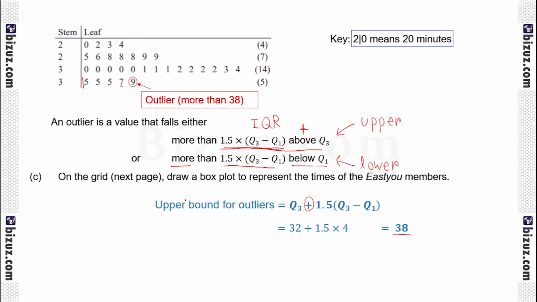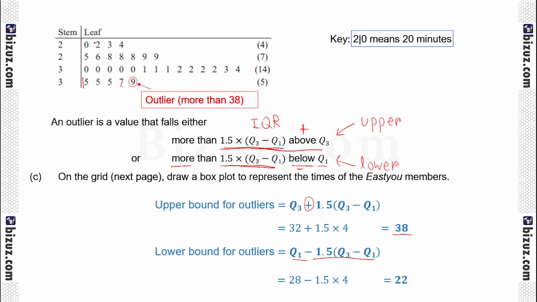Next, we're going to find the lower bound. It's almost the same thing we need to do here. First, we need to interpret what this value means. This portion is below Q1, so basically minus: Q1 minus this value right here. That's going to be the lower bound. If we plug in all our values, it's going to be 22.